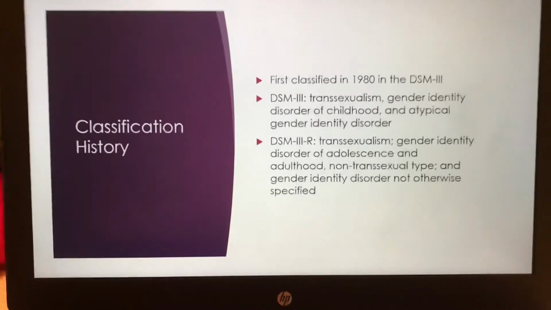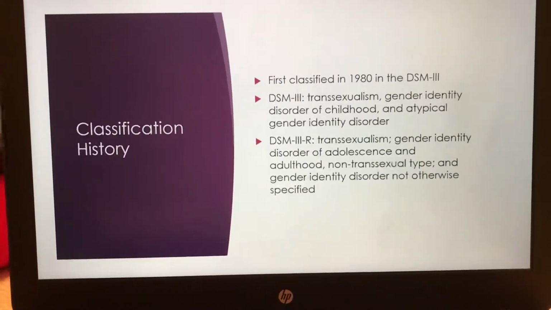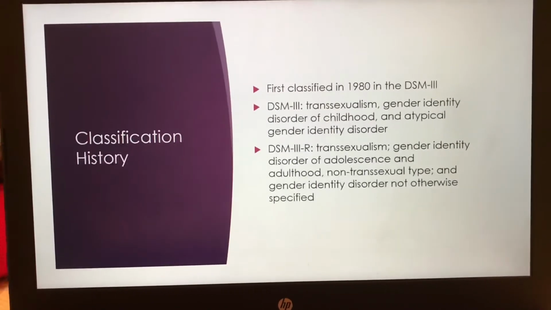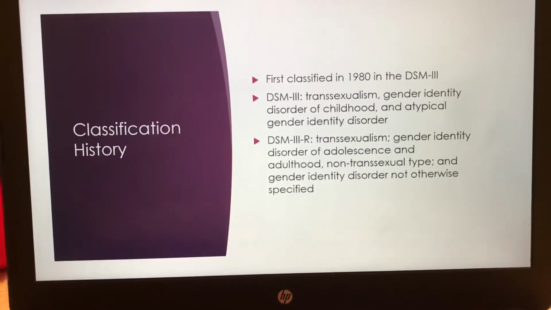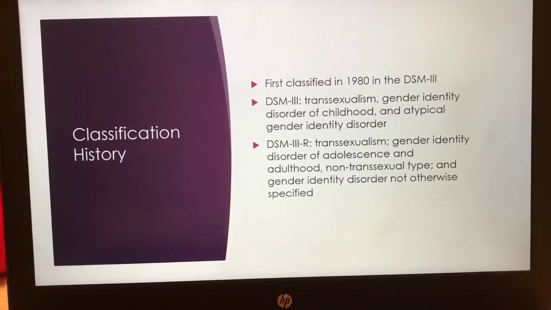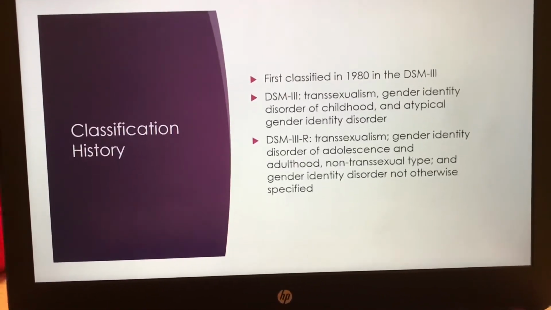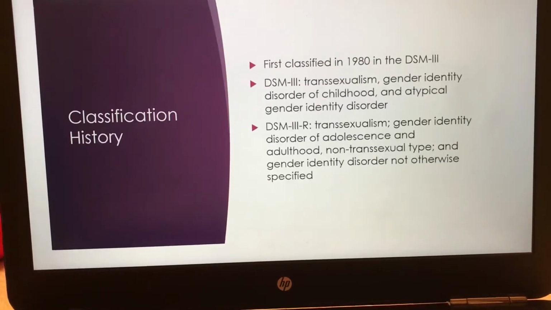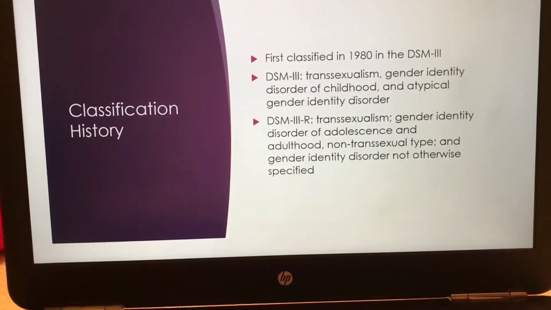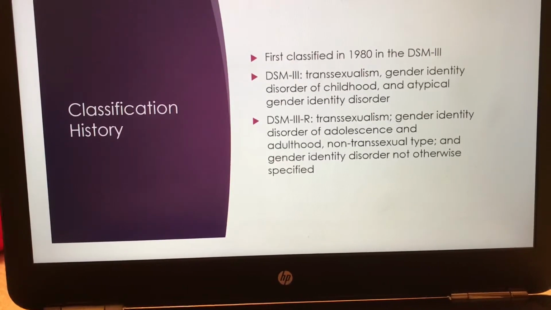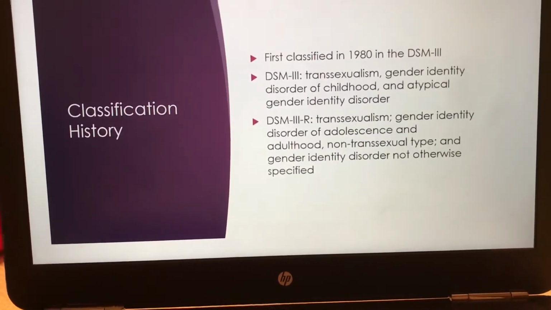So in the past, the first classification of a gender identity disorder was in 1980 in the DSM-3. In the DSM-3, there were 3 gender identity disorder classifications, with transsexualism, gender identity disorder of childhood, and atypical gender identity disorder. And the main differences between these 3 were that a diagnosis for transsexualism had to involve a continuous discomfort with anatomy and a strong desire to live as the opposite sex.